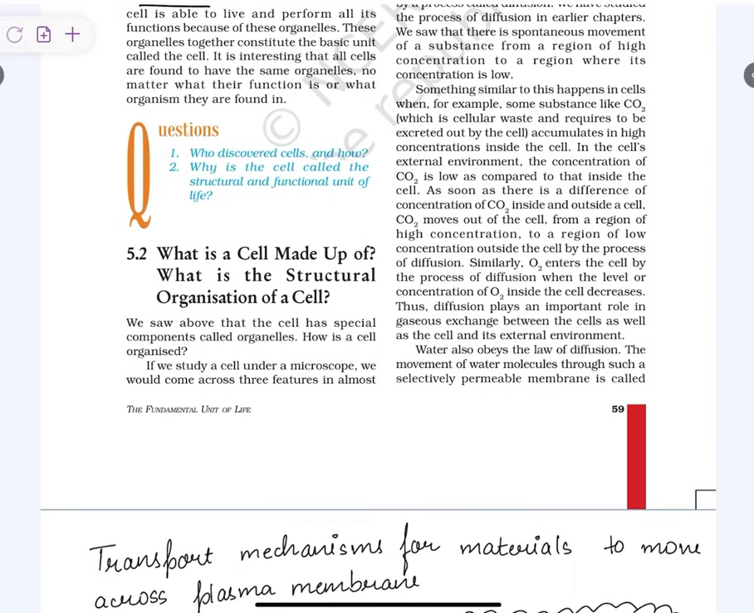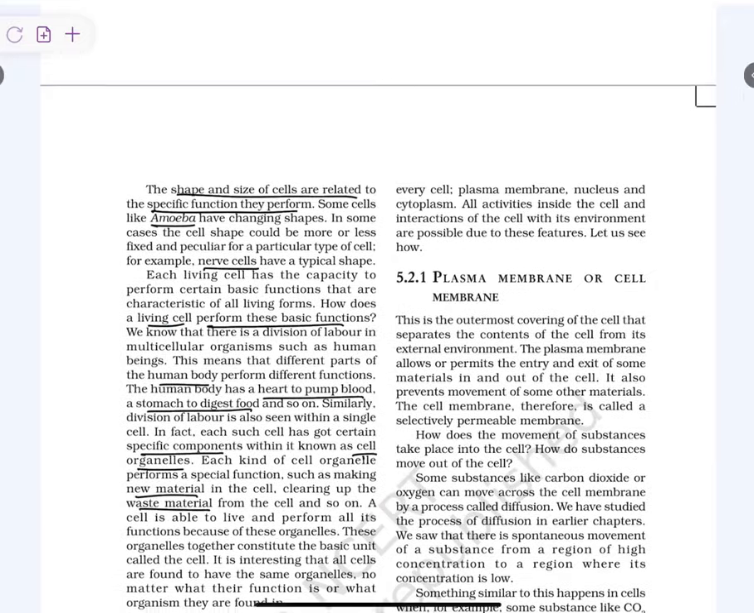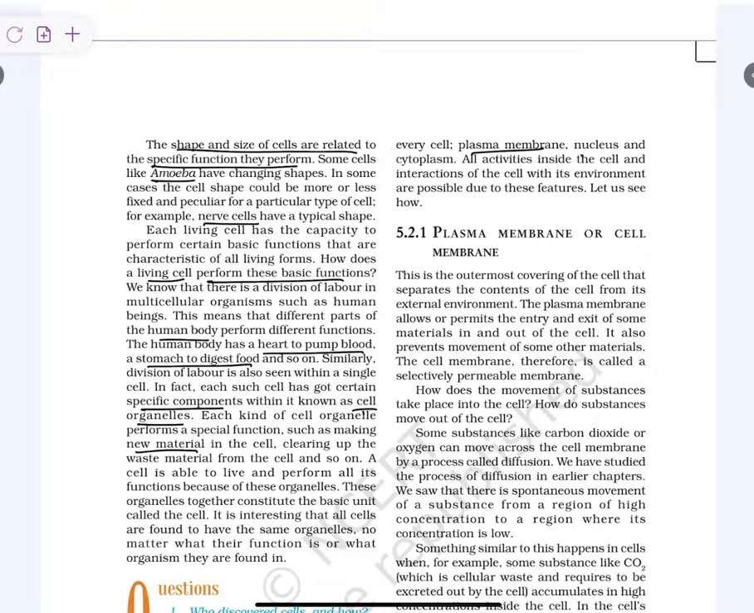Now, what is a cell made up of? If we study the cell under a microscope, we will generally come across three main features: plasma membrane, nucleus, and cytoplasm. The cytoplasm also includes the cell organelles. All the activities which occur inside the cell, and the interaction of the cell with the outside environment or within itself, are possible only due to these components.